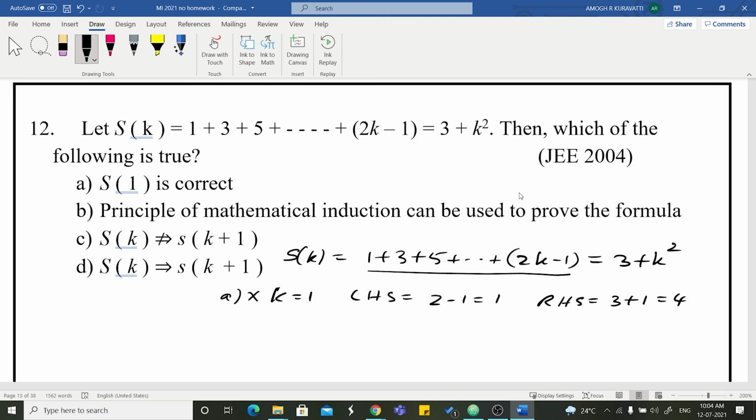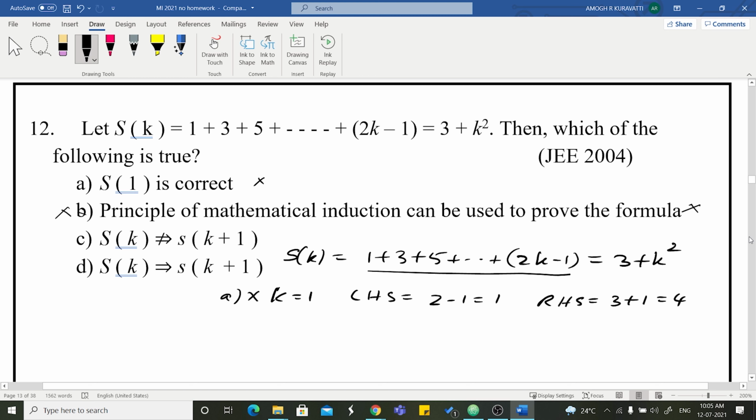This is not correct. Principle of mathematical induction can be used to prove the formula? No, because for mathematical induction to prove, it consists of 3 steps: n is equal to 1, n is equal to m, n is equal to m plus 1. But the first step is not satisfied. n is equal to 1, that is k is equal to 1, does not hold. So option B is also not possible. Then option C, S of k is not equal to S of k plus 1, and option D, S of k is equal to S of k plus 1.